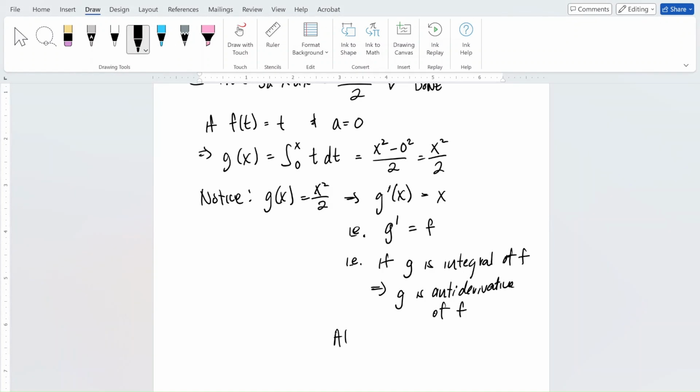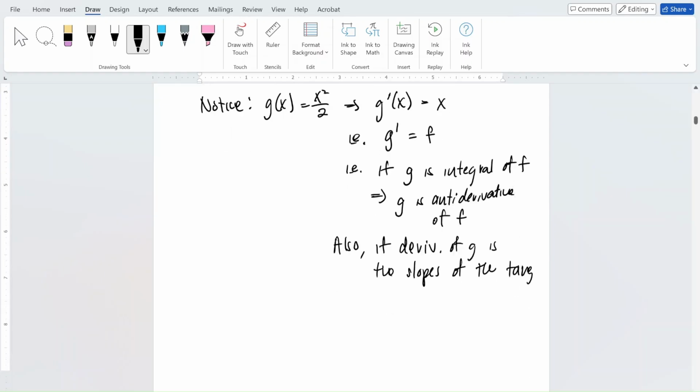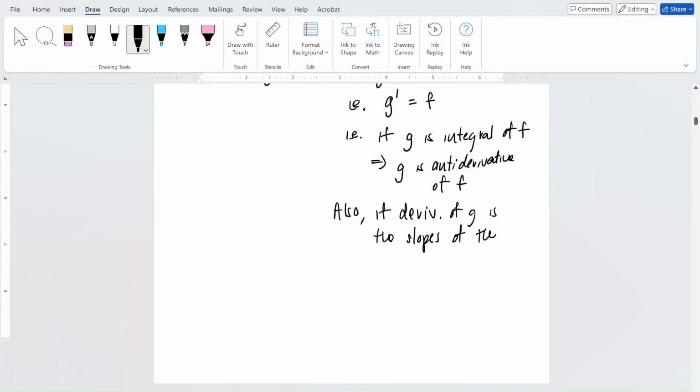So, last little note for this. Also, if the derivative of G is the slopes of the tangent lines, then we essentially have the values of f as I kind of go through it, besides just at that particular point.